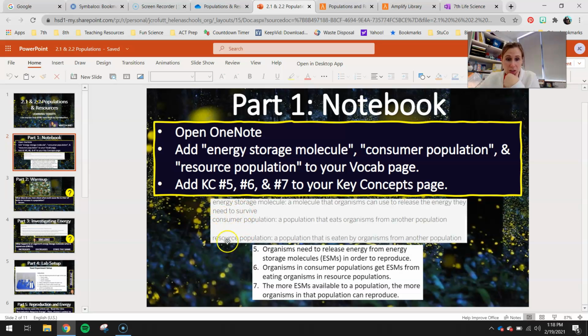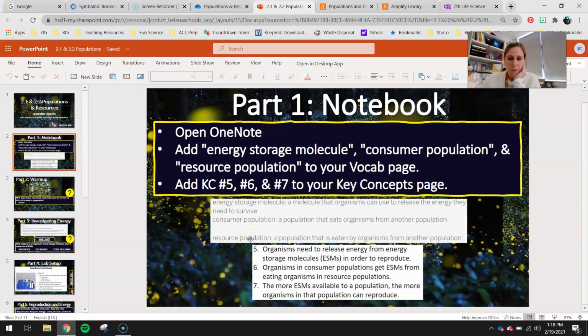We're going to be coming to consumer and resource populations either later in the week if you're doing this on a Monday or Tuesday, or you have already encountered what a resource and a consumer population is from our food web activities that you might have done on Monday and Tuesday at home. Okay, so your three key concepts.